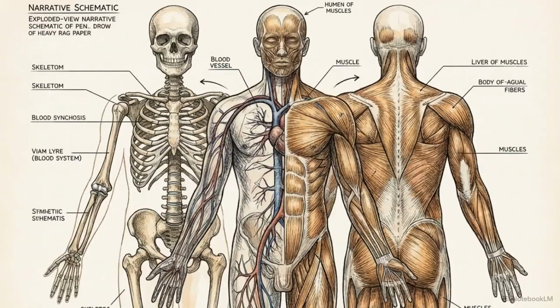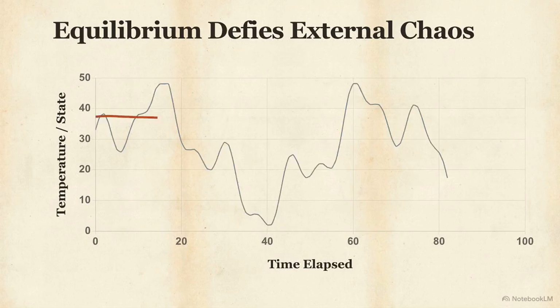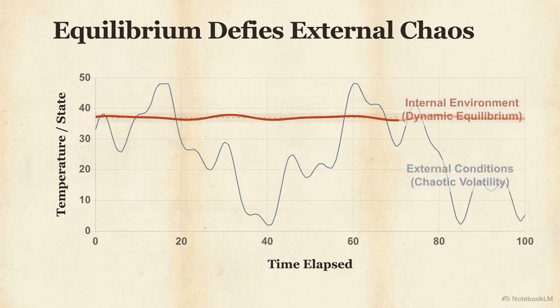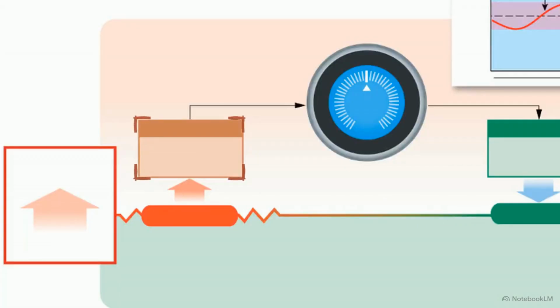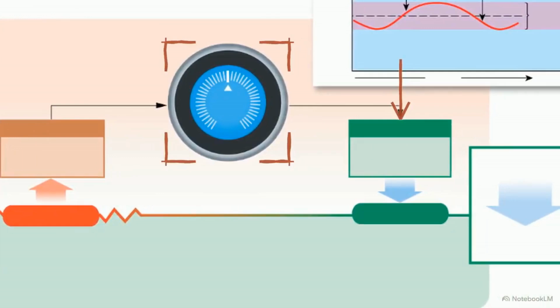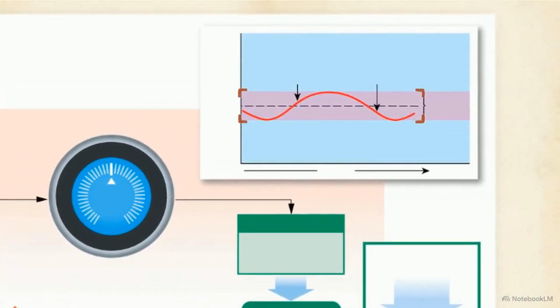All of this physical architecture exists to support one overarching biological imperative: homeostasis. This is the dynamic equilibrium required to maintain a stable internal environment, even when external conditions become chaotic. A homeostatic mechanism relies on three components. A receptor detects a stimulus, sending data to a control center, which commands an effector to carry out a response. This negative feedback loop allows internal conditions to fluctuate tightly around a predetermined set point.